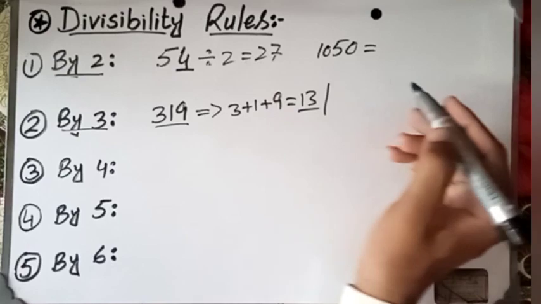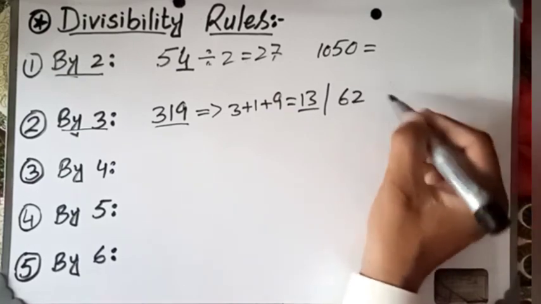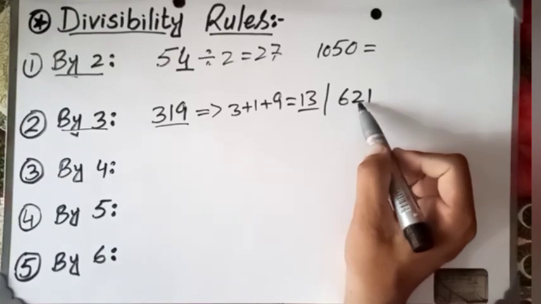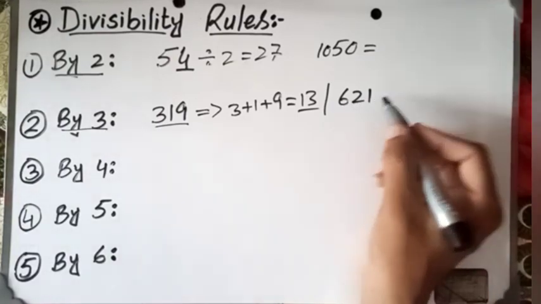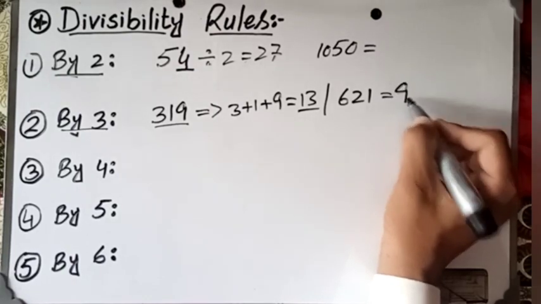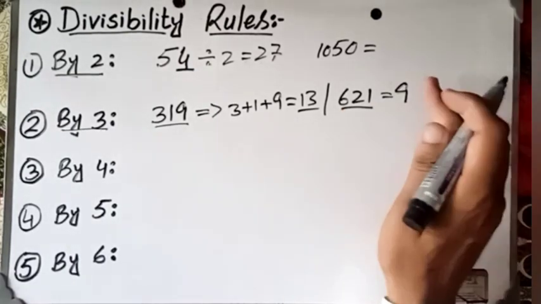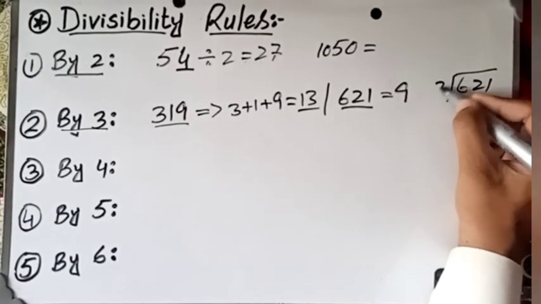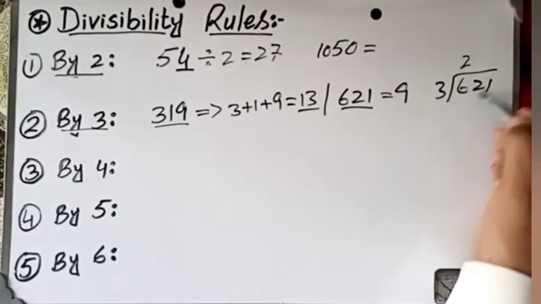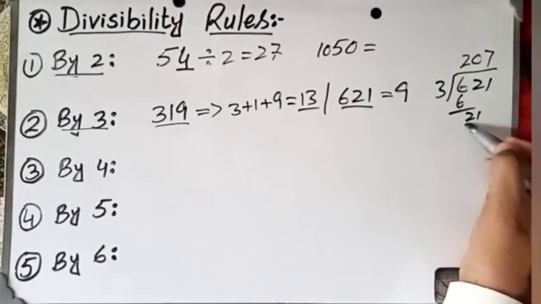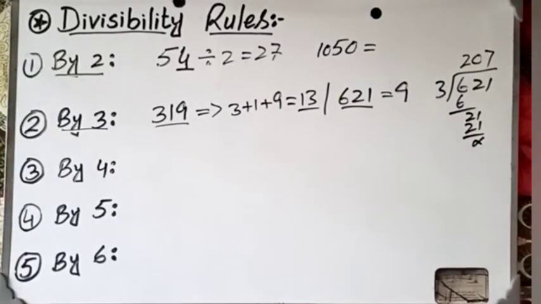For example, if we have the number 621, the sum of its digits is 6 plus 2 is 8, 8 plus 1 is 9. So the sum of digits is 9, and this number could be divided by 3. We can divide and you can check. We divide 621 by 3. 3 times 2 is 6, and we have 2 and 1. 3 times 7 is 21. So this could be divided by 3 completely.